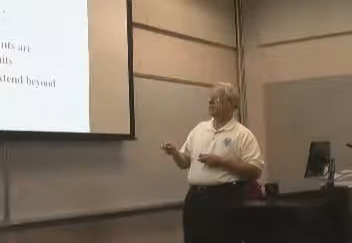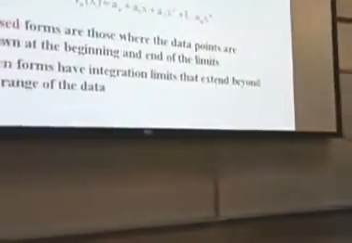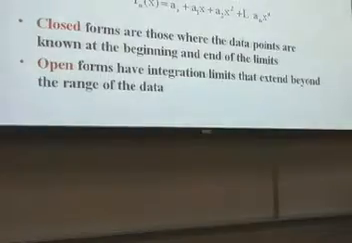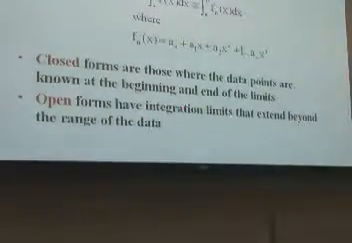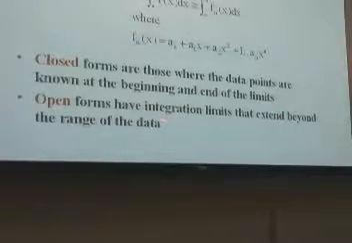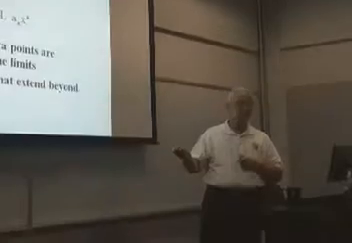All right, closed forms. Data points are known at the beginning and end. That's a closed form integration. Right? Remember that, circle that word, closed. Open. Open. Integration limits extend beyond the range of the data. When would we want to do open type of analyses?